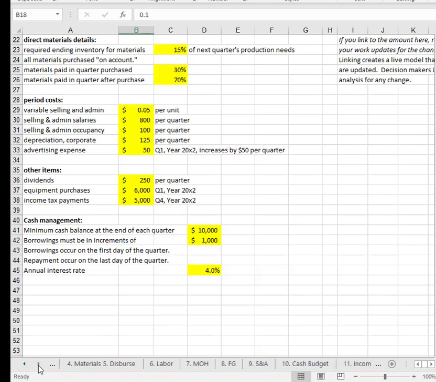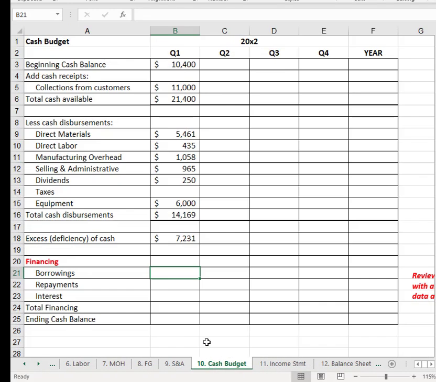So I don't have 10,000 yet. So I'm going to have to borrow. And I can only borrow in 1,000. So I can borrow 1,000, then I'd be at 8,000. That's not enough. I could borrow 2,000. Then I'd be at 9,000. Not enough. So I'm going to have to borrow 3,000.